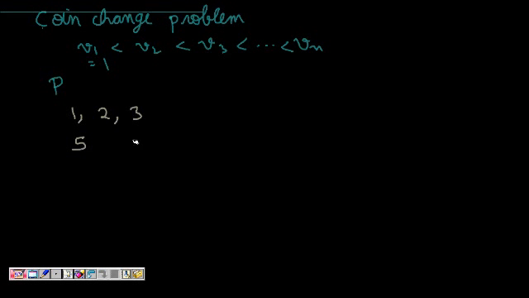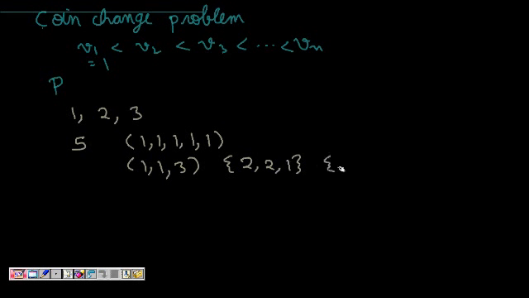So I can have 1, 1, 1, 1, 1. This is one possible way of making change for 5. Another one is 1, 1, 3. Then we can have 2, 2, 1. Another possibility is 3, 2. So we see that the minimum number of coins is with 3, 2. So I need 2 coins. This is the problem here.